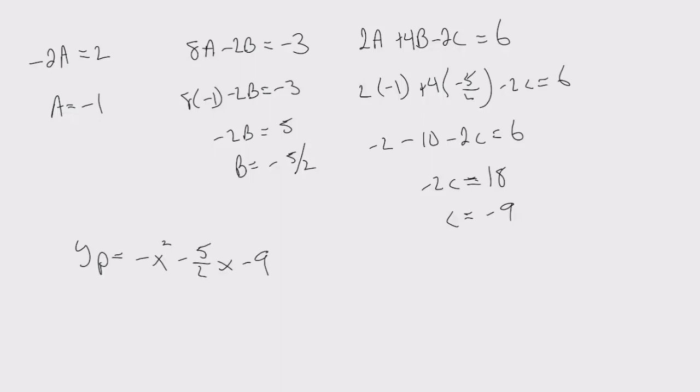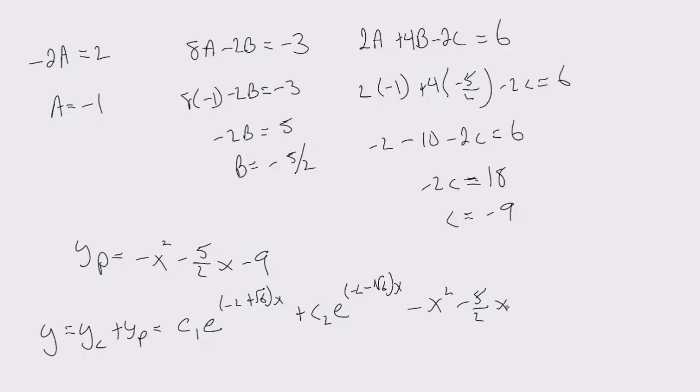So our general solution would be to put those two parts together, the complementary and the particular. So that would be C1 e to the negative 2 plus square root of 6 x, plus C2 e to the negative 2 minus square root of 6 x, and then the other piece that we just found out: minus x squared minus 5/2 x minus 9. Yay!